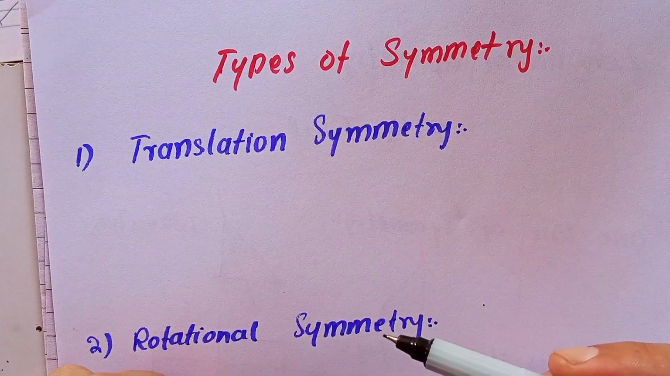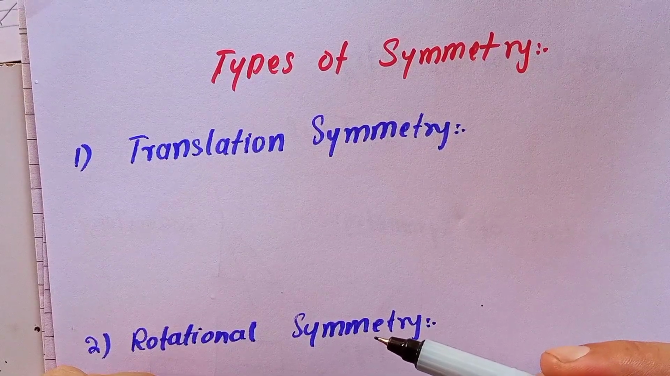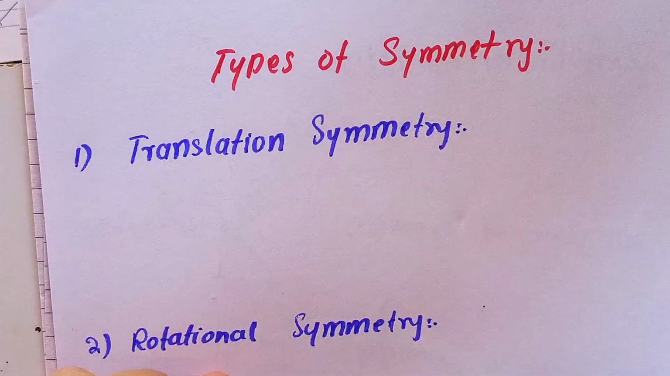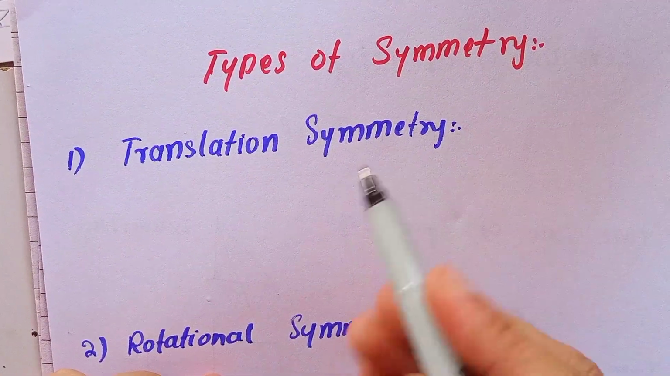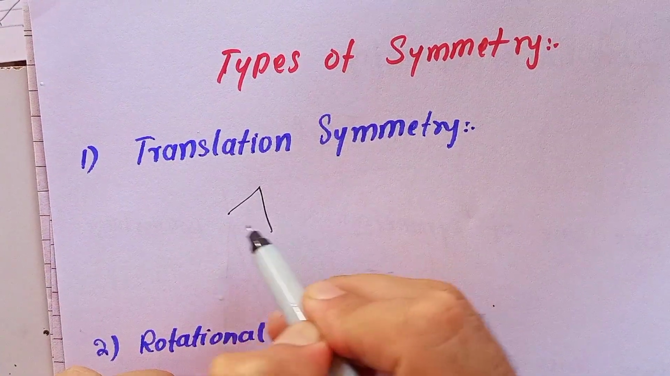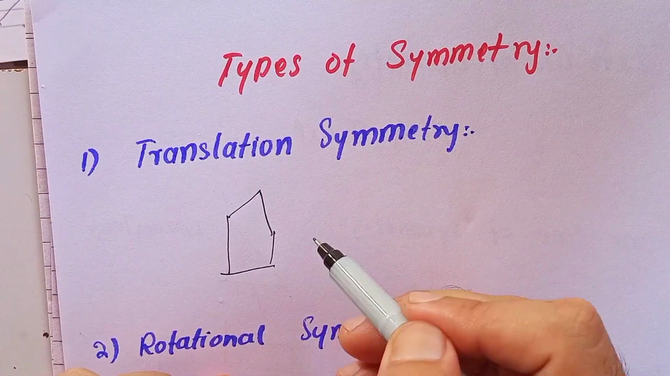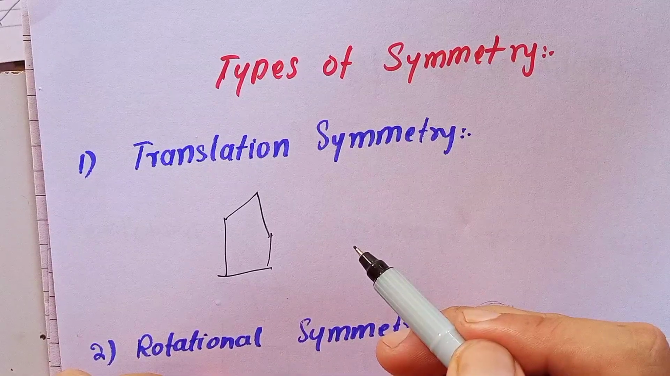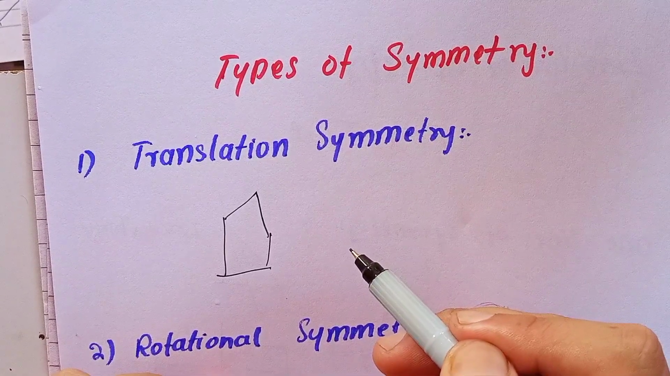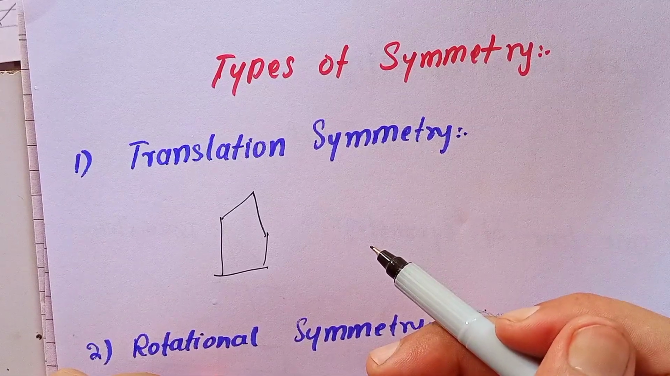Types of symmetry. When you flip, slide or turn an object, four types of symmetry can be observed in various situations. The first one is translation symmetry. For example, this is an object, right? When this object is moved from one position to another, with the same orientation and forward and backward motion, it is called translational symmetry. It is also called sliding an object about an axis.